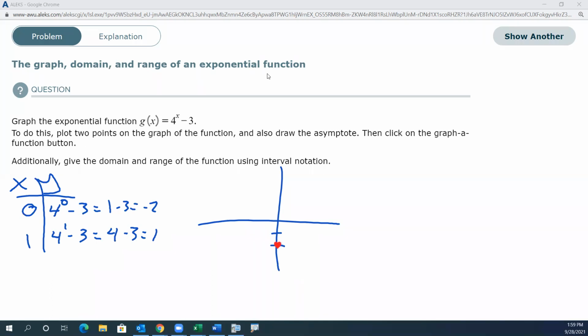Okay, so we know that 0, -2 is a point on the line. And we know that 1, 1 is also a point on the line.